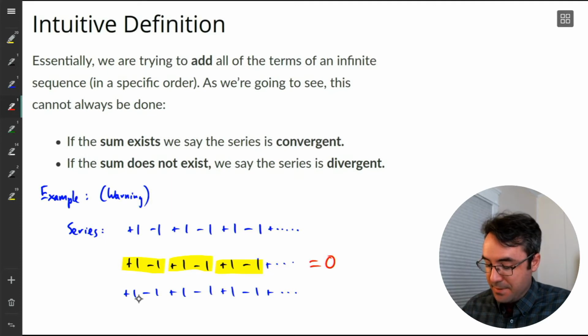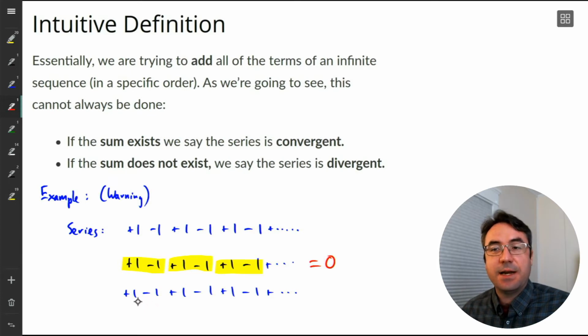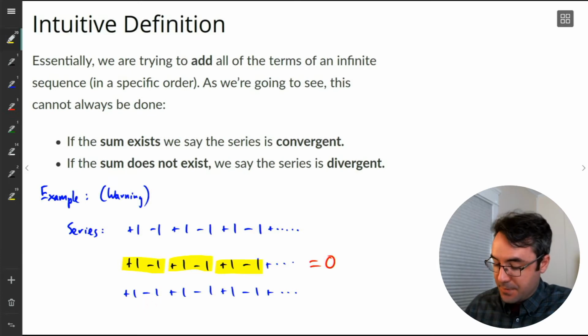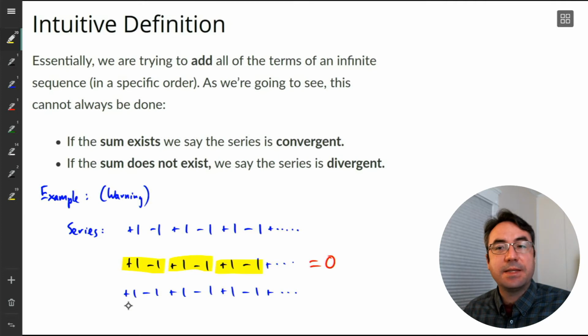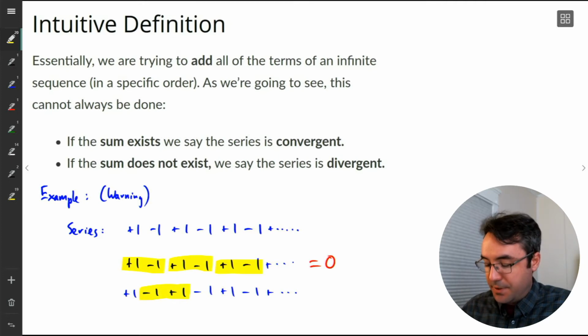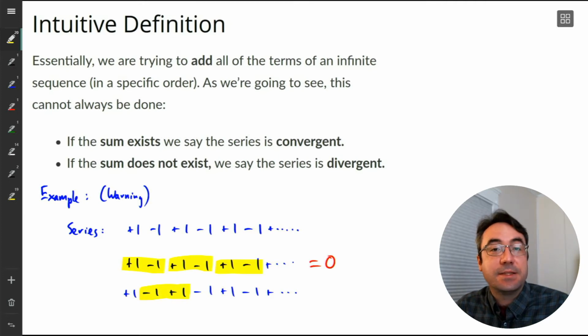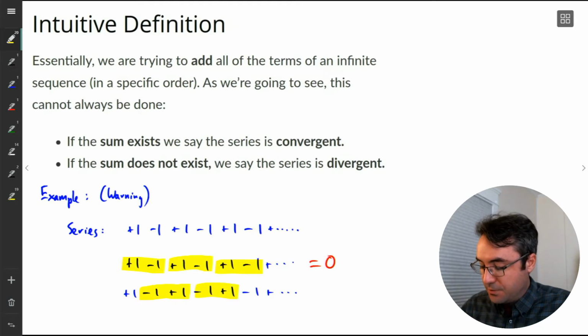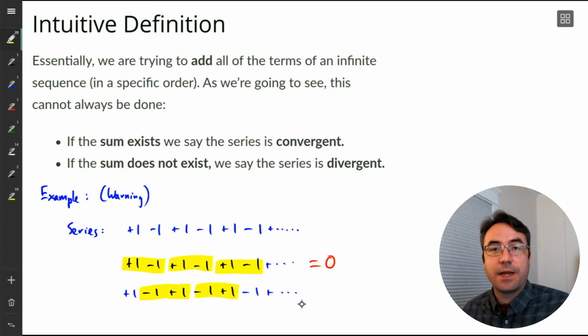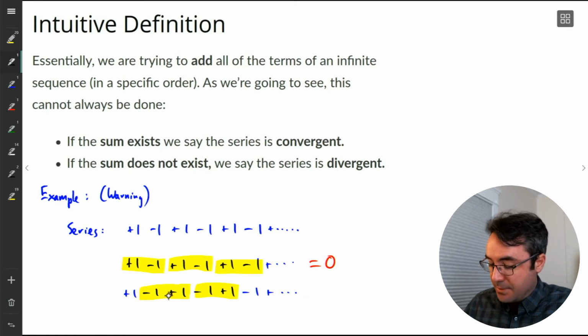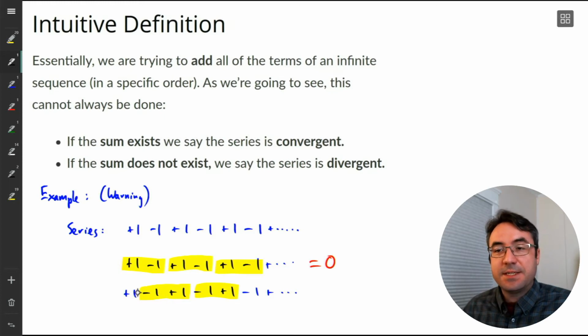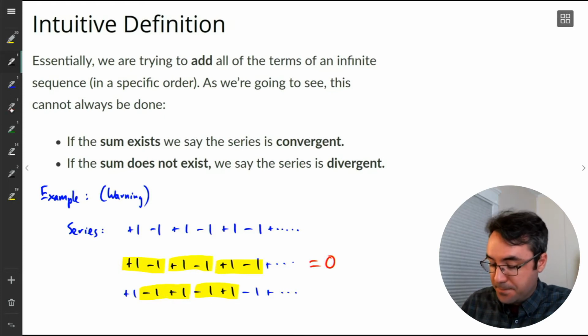Well, maybe someone else comes along and says, I want to group these a little bit differently. So I'm going to leave this plus 1 by itself, but now I'm going to group these two terms together. Add them together, I get 0. Then I'm going to group these two terms together. I get 0. And I can keep doing that over and over again. I could take this minus 1, there's going to be a plus 1 next, I could add those together, get 0, and keep pairing them up that way. And in the end, I'm just going to have all these zeros, but I still have that plus 1 at the beginning.